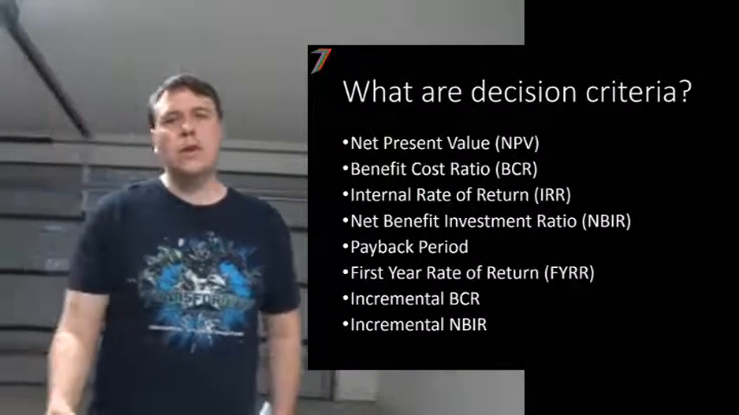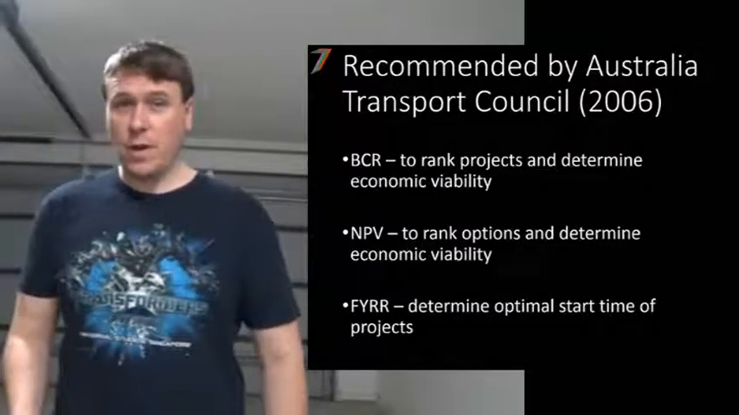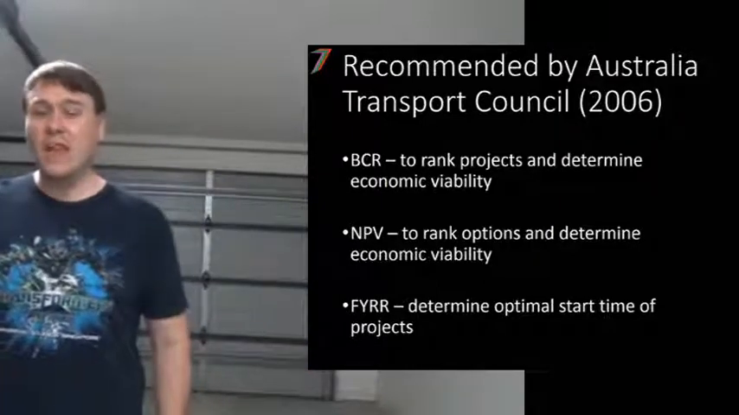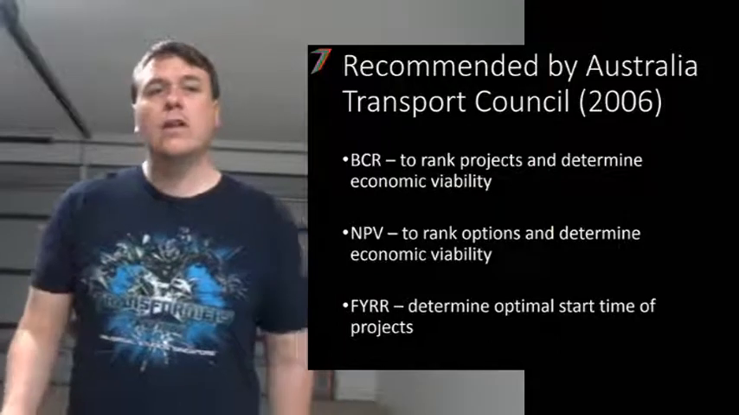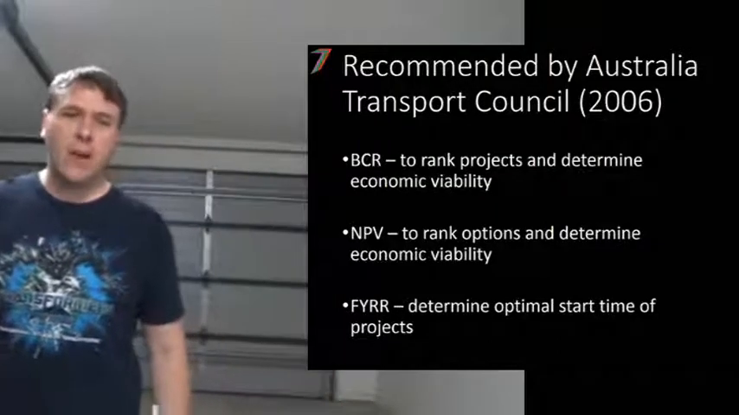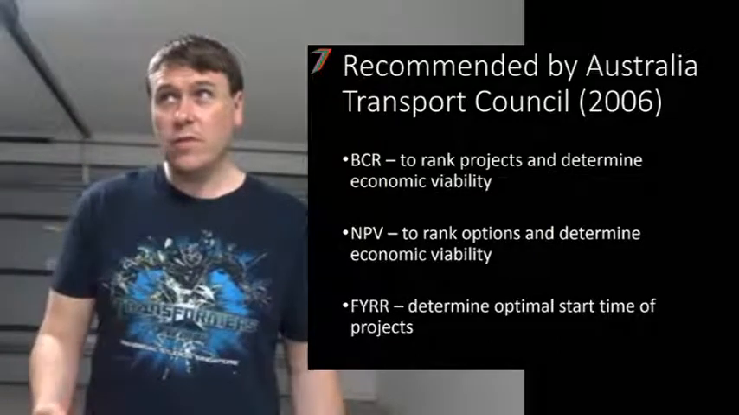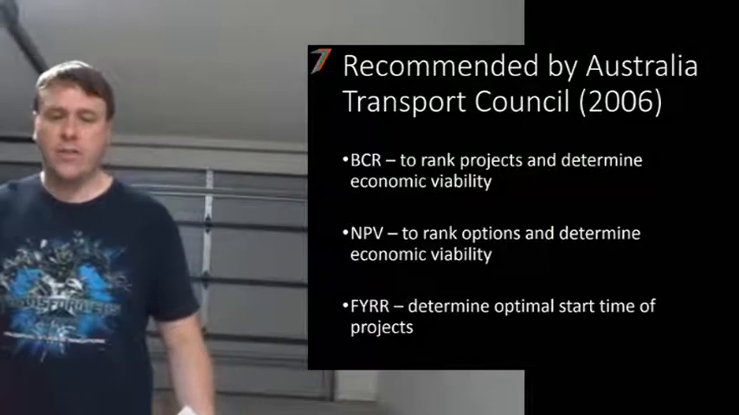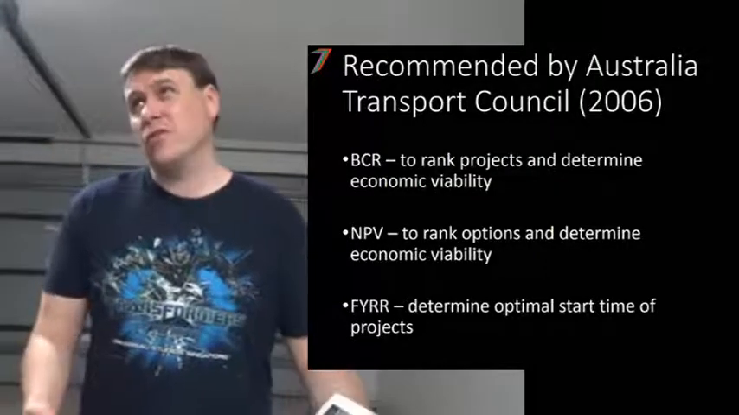Alright, so what are we going to be looking at today? I'm going to be talking about, first of all, what was proposed by the Australian Transport Council back in 2006. I think it's more or less the same now, maybe a little bit different in terms of first year rate of return. But anyway, we've got the benefit cost ratio, and this is used to rank projects, as it's recommended. If you've got 10 projects, you'd rank them according to the highest benefit cost ratio. So let's say you've got a benefit cost ratio of 6, it's greater than the benefit cost ratio of 4.